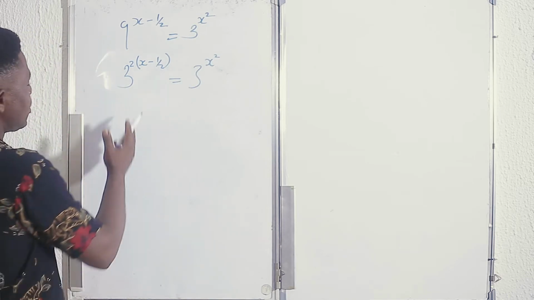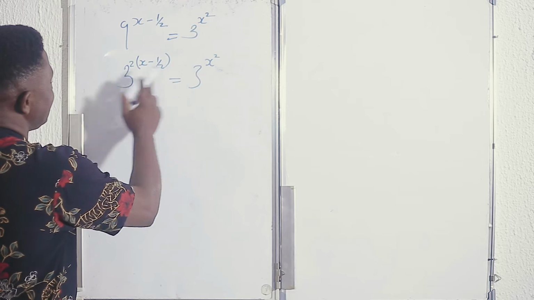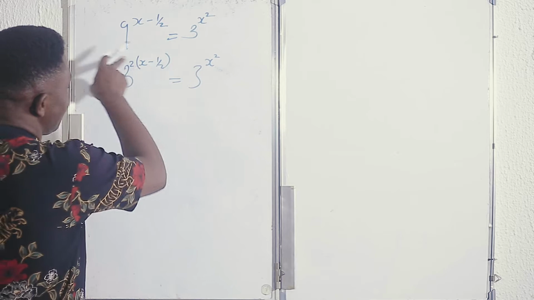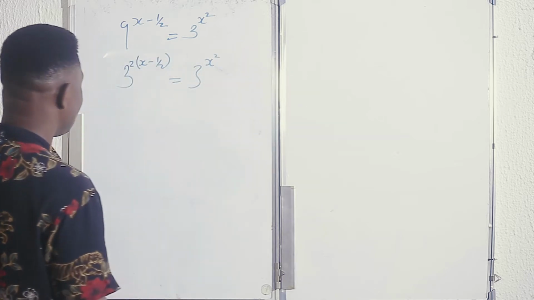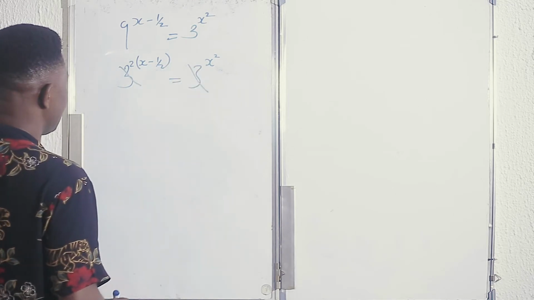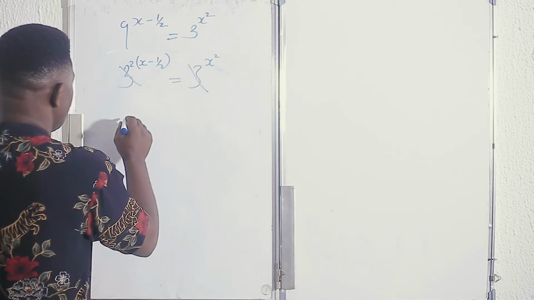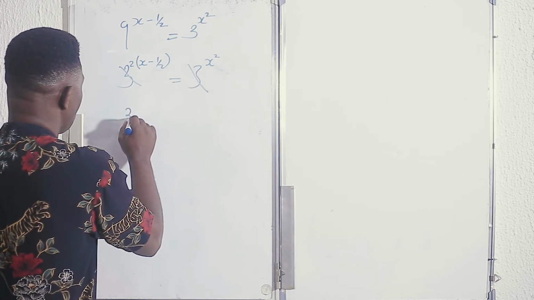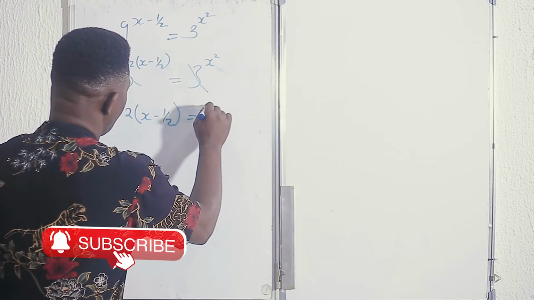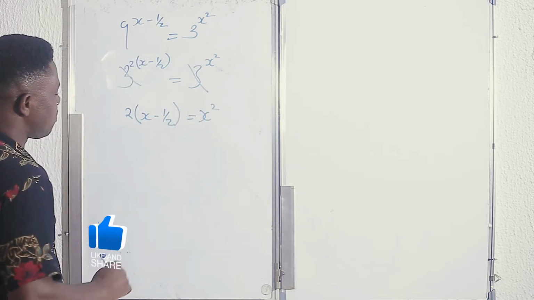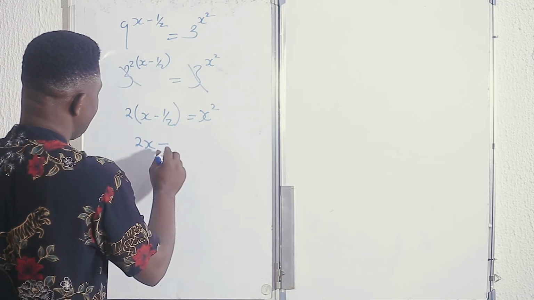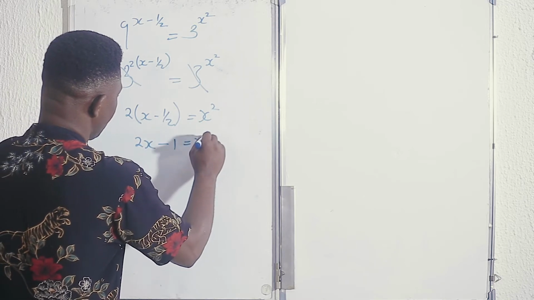You know that when the base of an index is the same, you can cancel them out and equate the index numbers. So we can cancel out 3 because the bases are the same, and so we equate what's in the power. So we have 2 into x minus 1 all over 2 equal to x squared. If we open up this bracket, this will give us 2x minus 2 times half is 1 equal to x squared.